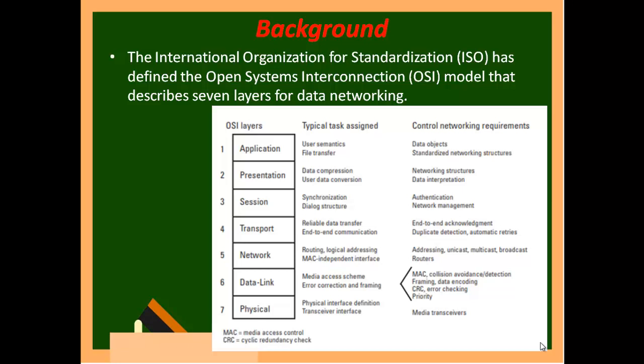Then comes the session layer. The session layer tells about the synchronization of dialogues, authentication, network management, all such things. Then comes transport. The transport layer tells about end-to-end communication, what type of communication you are going to use for transport. Then network: we all know routers, logical address. The network layer tells about the address, the path, the channel through which all this is going to happen.